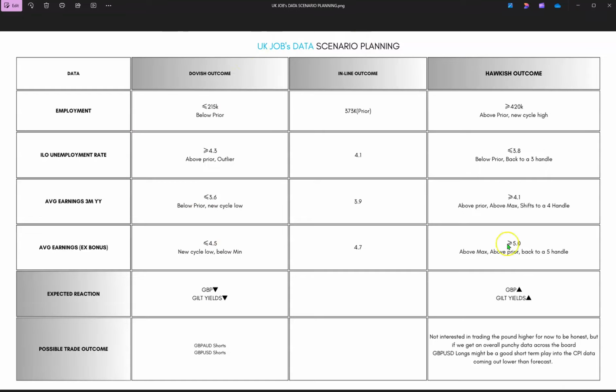But a hawkish outcome, like I said, I'm not interested in trading the pound any higher, to be honest. But if we do get an overall punchy data across the board, if we get employment coming out higher, if we get unemployment coming out lower, I do feel like maybe GBP USD buys should be something to look at. And the reason is basically just because of positioning.